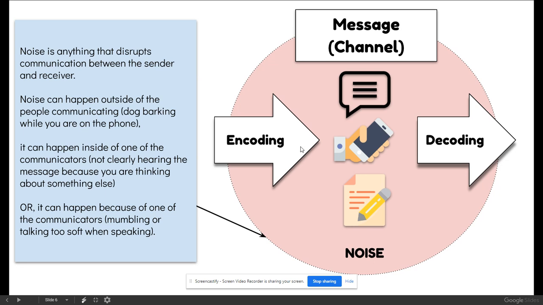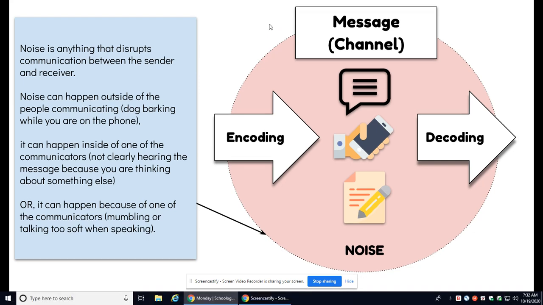Noise is anything that disrupts the communication between the sender and the receiver. Noise can happen outside of the people communicating: a dog barking while you're on the phone, sisters screaming in the background, brothers crying, parents yelling at you from down the hall. That can all be noise. It can also happen inside one of the communicators, who isn't clearly hearing the message because they're thinking about something else. Or it can happen because one of the communicators is mumbling or talking too softly. Those are different types of noise. So that is the communication process broken down for us.